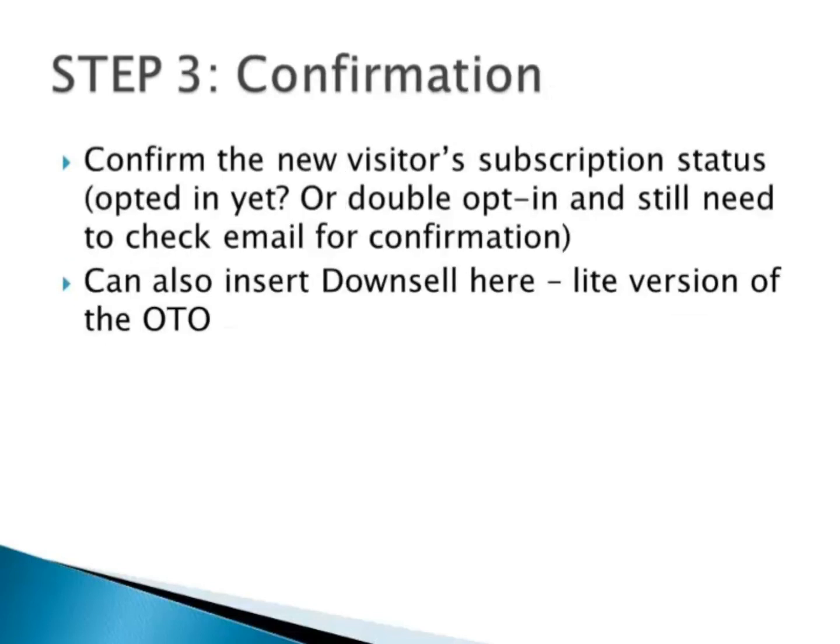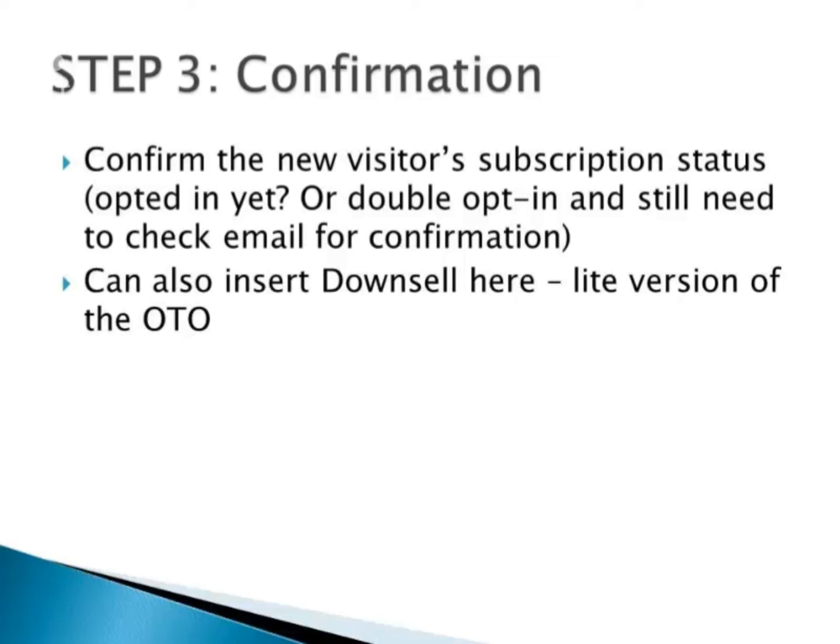Step 3, confirmation. Confirm the new visitor's subscription status. Opted in yet? Or double opt-in and still need to check their email for confirmation. Can also insert a downsell here, a little version of the OTO. Last but not least is Step 3 of 3, the confirmation page. Whether the new visitor or subscriber passes up your one-time offer, he is going to arrive at the confirmation page.